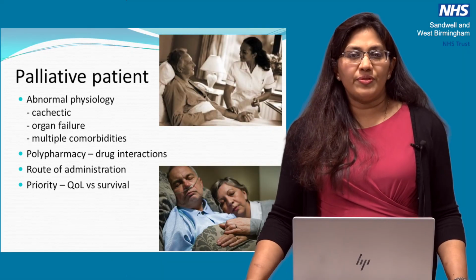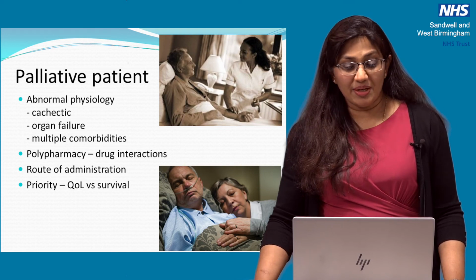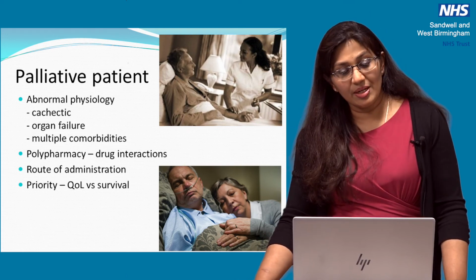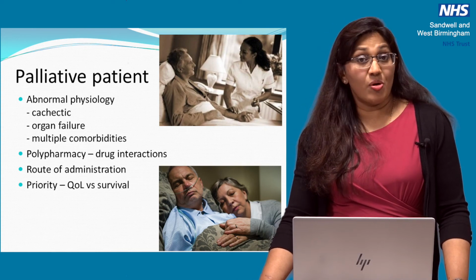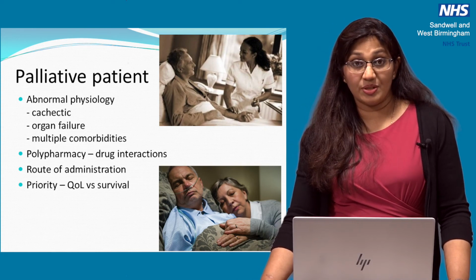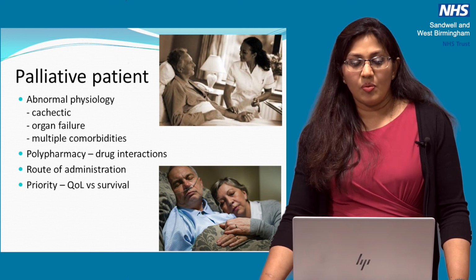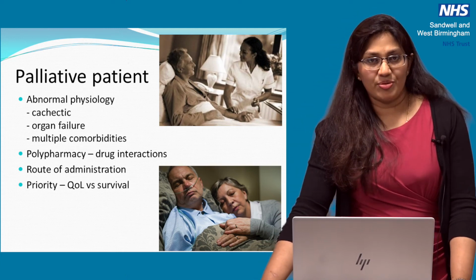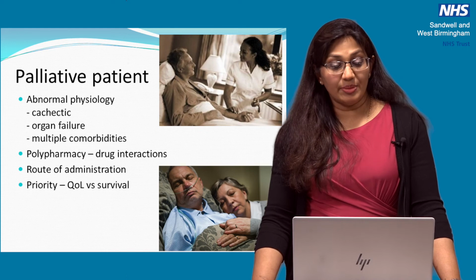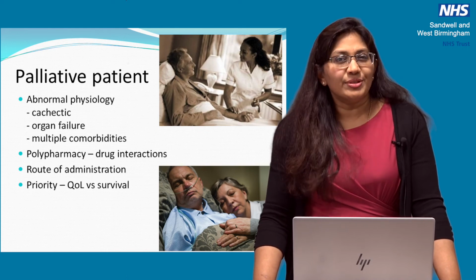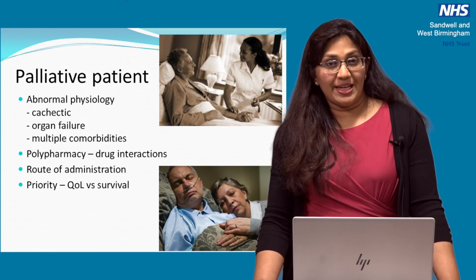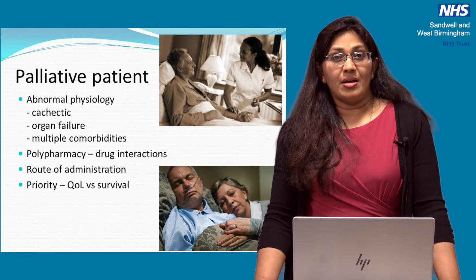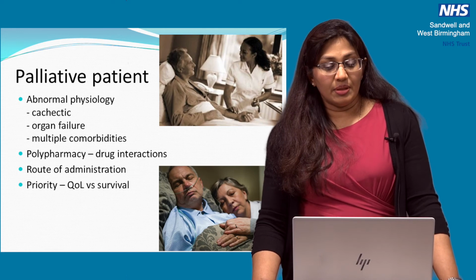What kind of abnormal physiology would they have? Are they extremely thin or cachexic? Do they have organ failure? What kind of comorbidities do they have? Do they have multiple problems that might all contribute to each other and to their general state of being? What kind of drug interactions should I worry about? Do they have multiple drugs? Is there polypharmacy? Are they able to take their tablets? Can they swallow it? And if they can, are they feeling sick when they take it?